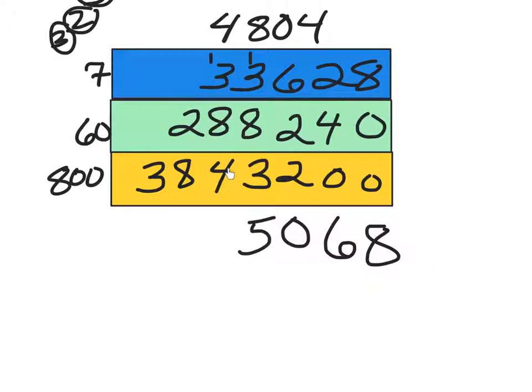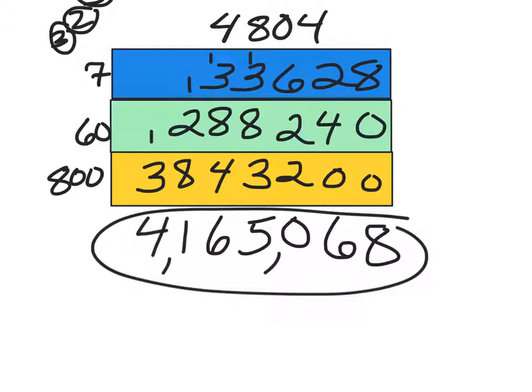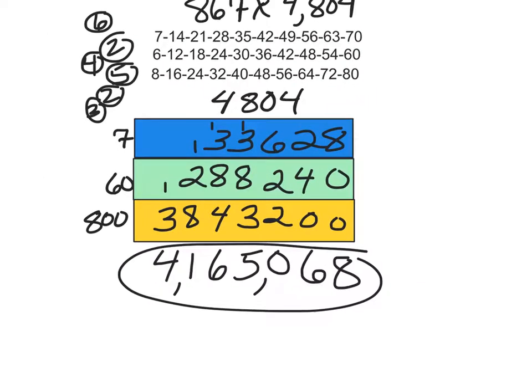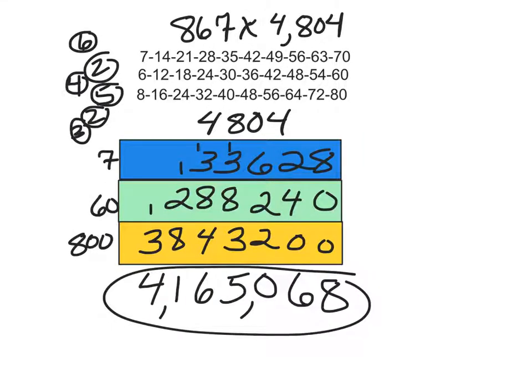8 plus 4 is 12. 13, and then another 3 is going to give you 16. Drop that 6, carry that 1, and here we go. 2 plus 8 is 10, plus 1 is 11. Drop the 1, carry the 1, and 3 and 1 is 4, and bam, there you have it. Let's drop our commas, and voila, my friend. 4,165,068 is your answer.